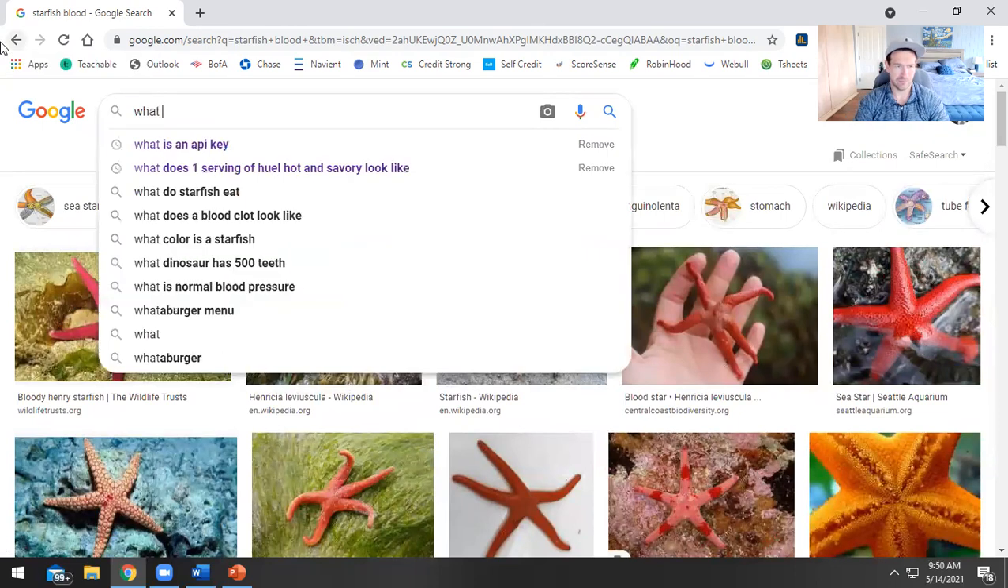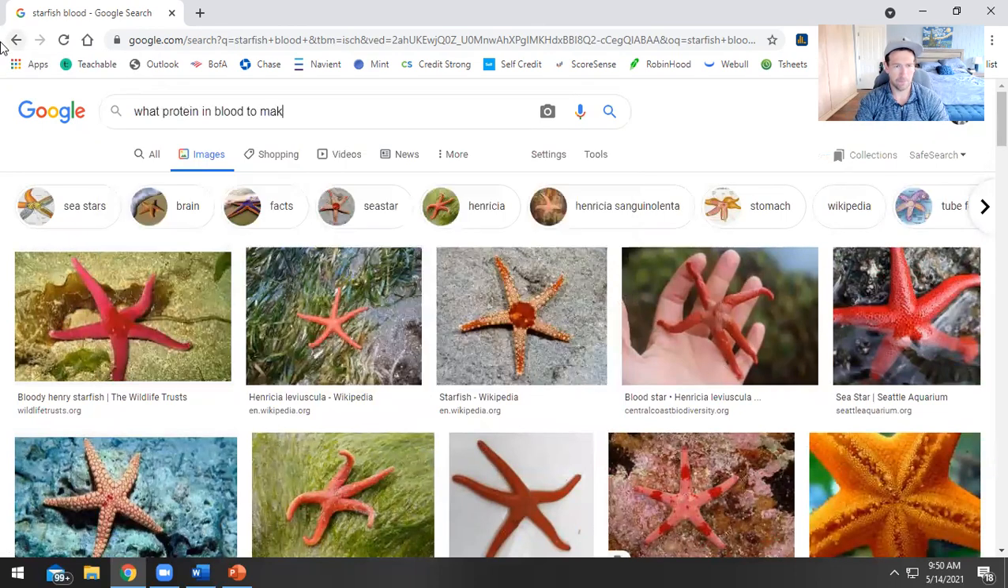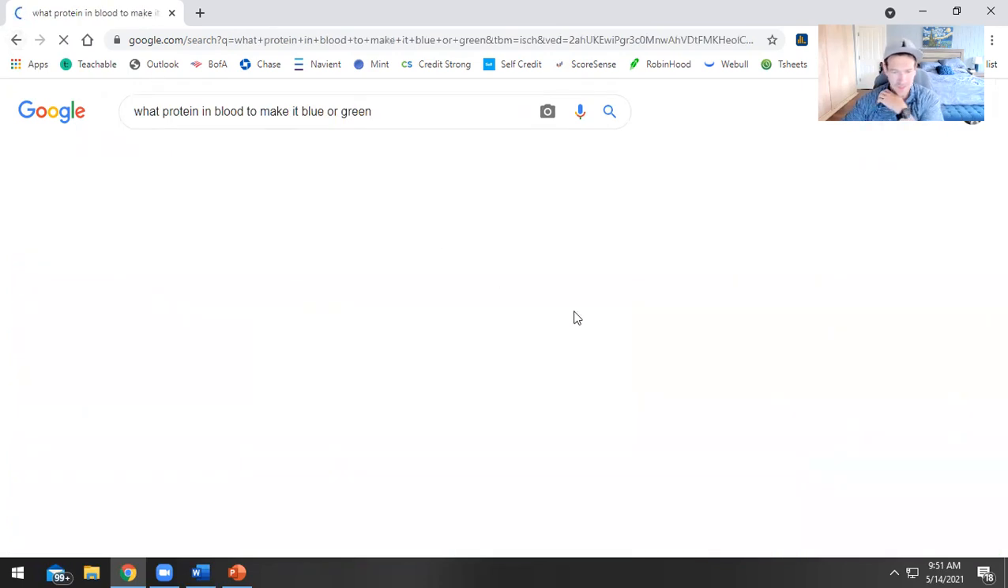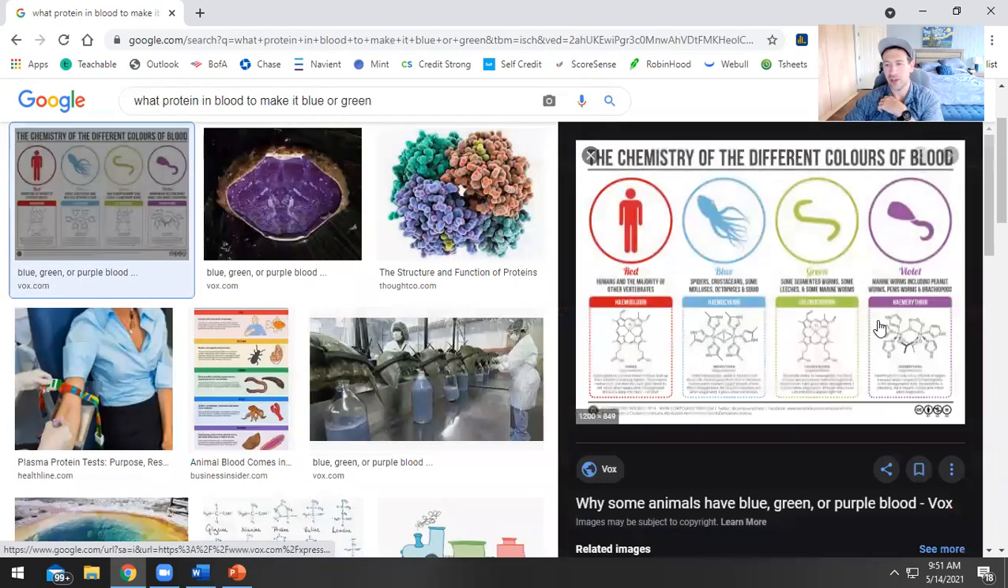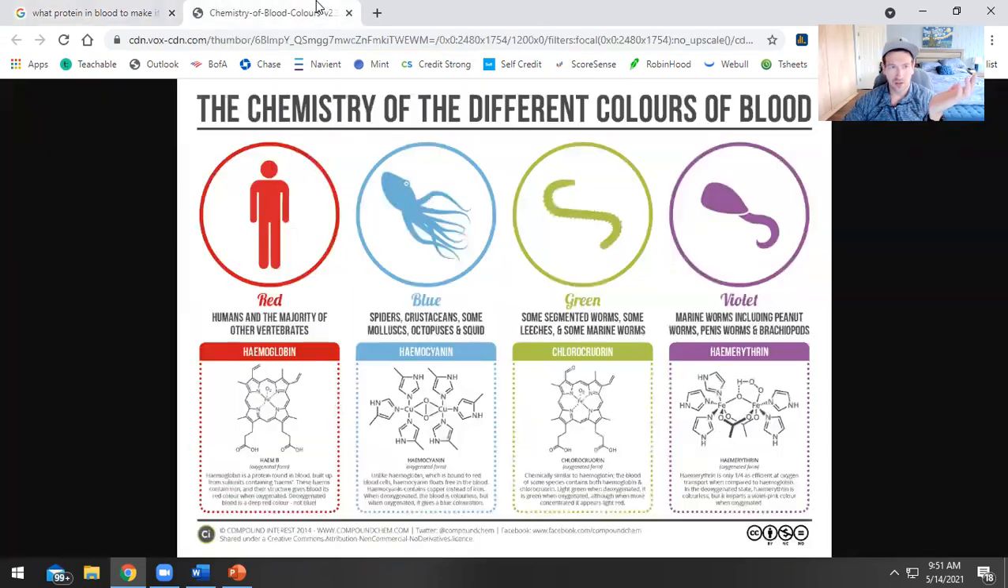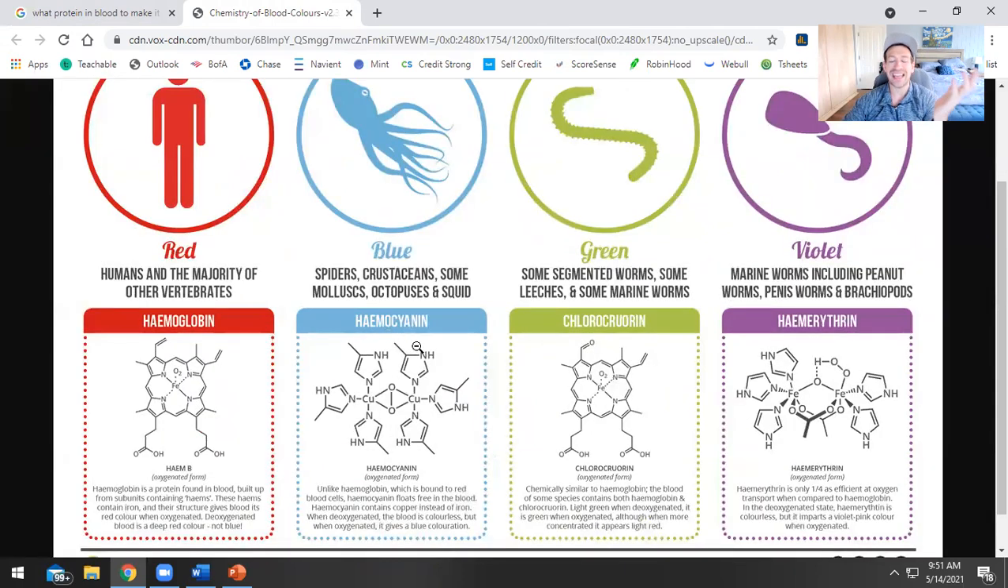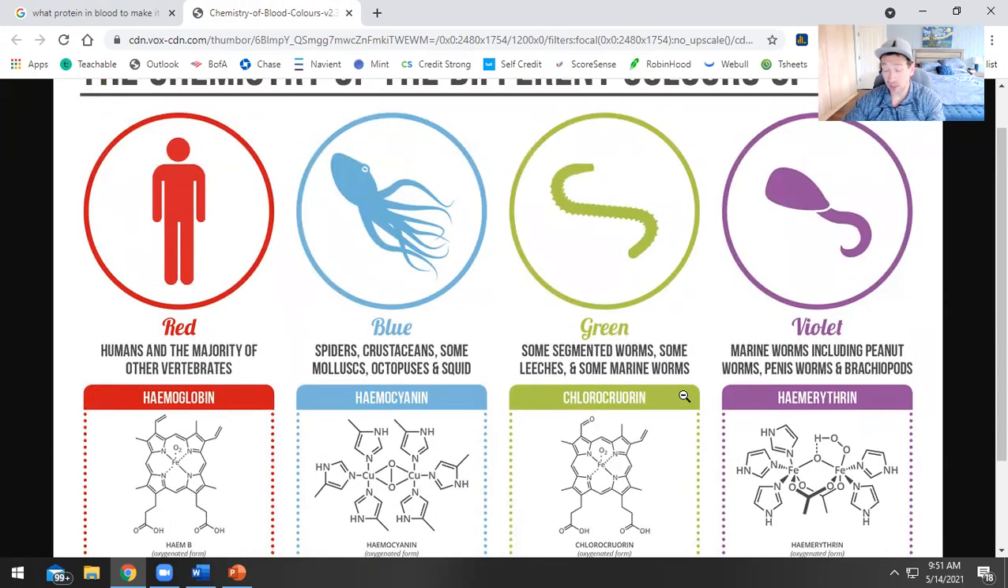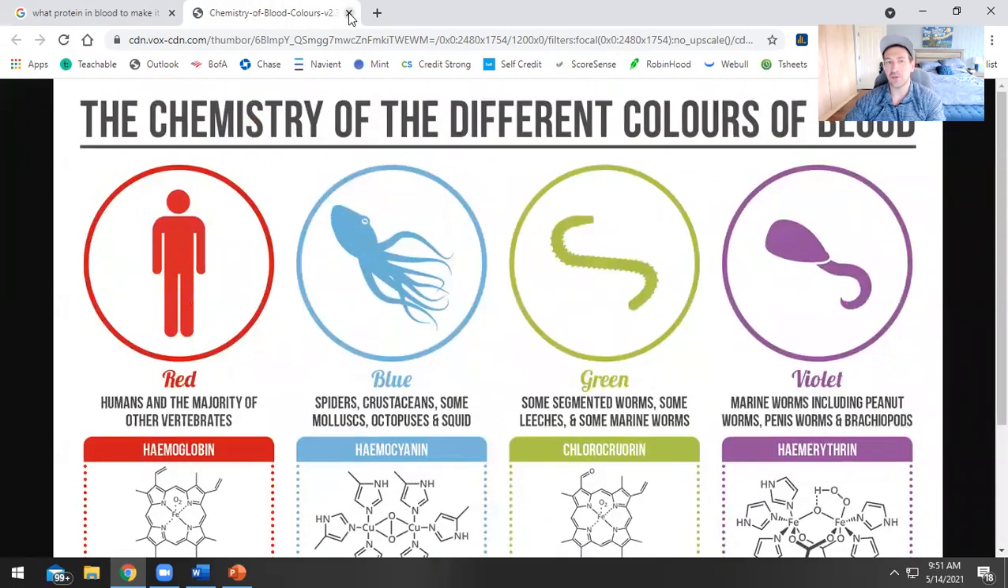What is the... There we go. I can never remember the name of this protein. Hemocyanin. There's also green blood out there, chlorocyanin, and then violet blood as well. But you'll see different colors of blood.